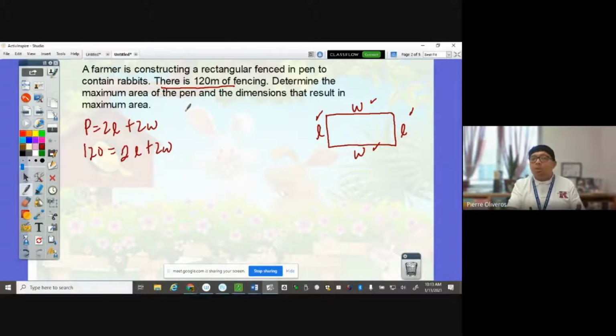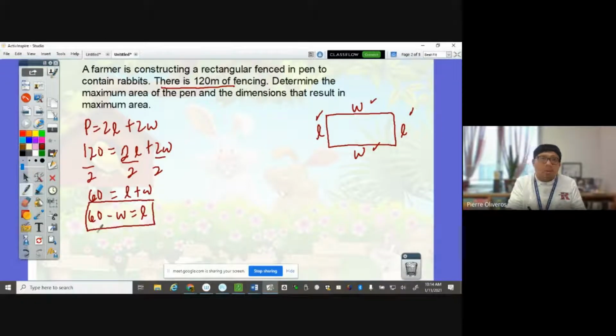We will need to solve for one of the variables because we're going to find its value and apply it to the area. You can choose to solve for the length or the width, whichever is easier for you. I'm going to solve for the length. I'm going to divide everything by 2, which gives me 60 equals L plus W. Then move the W to the other side. That gives me 60 minus W is equal to the length. And that's my length.